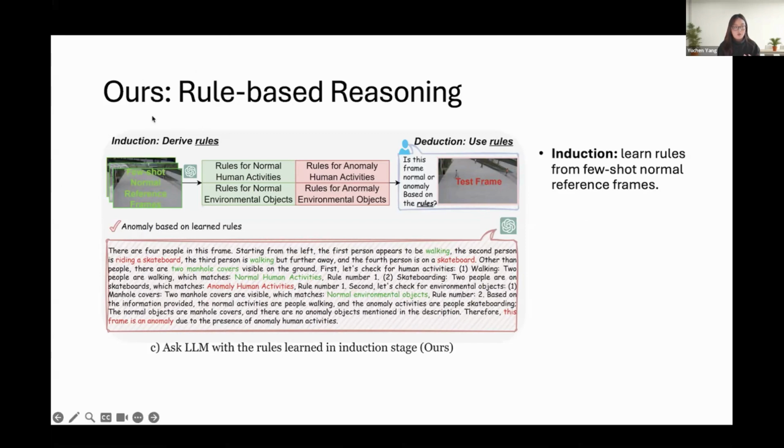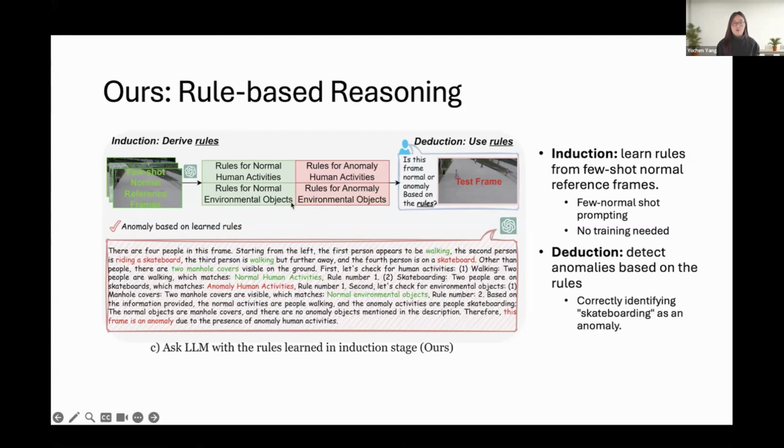And then we use these normal frames to derive some rules and summarize the patterns for the normal behaviors, and we will get rules for normal. And then based on these rules for normal, we use the reasoning ability to let the language model derive rules for anomaly. So this is the induction stage. The goal is to derive the rules. And no training is needed in the entire process.